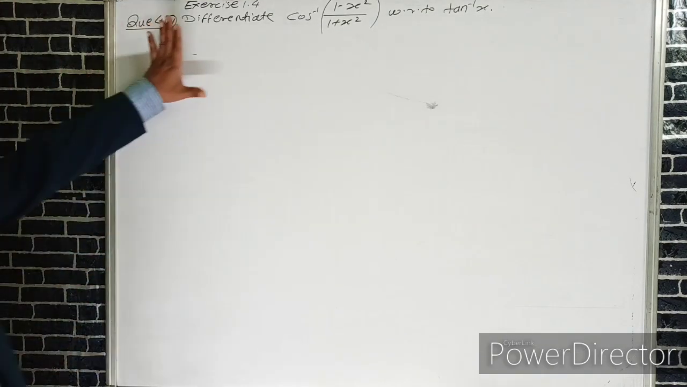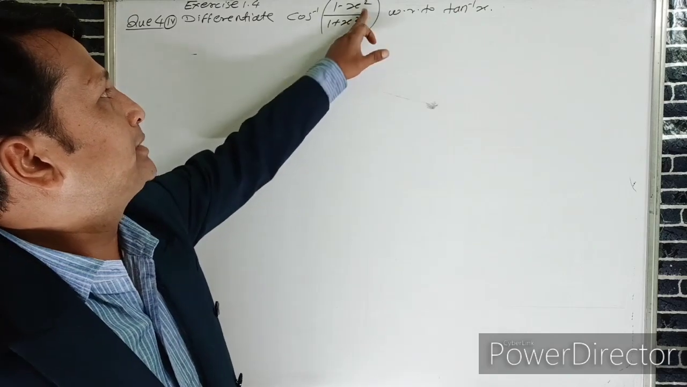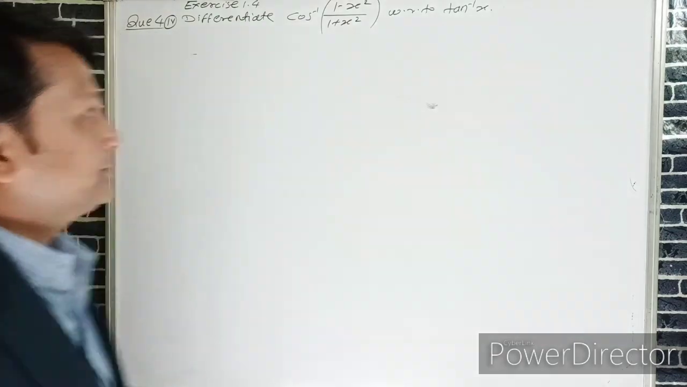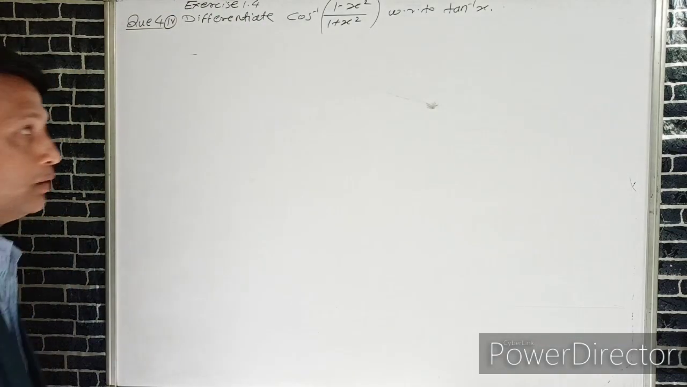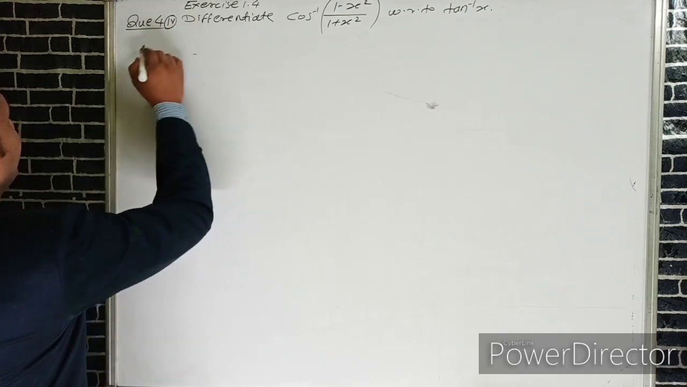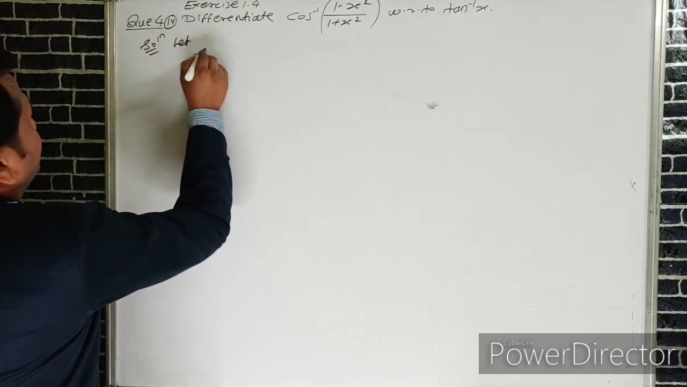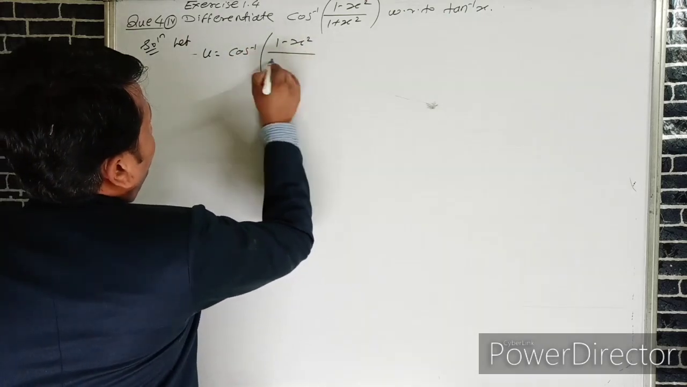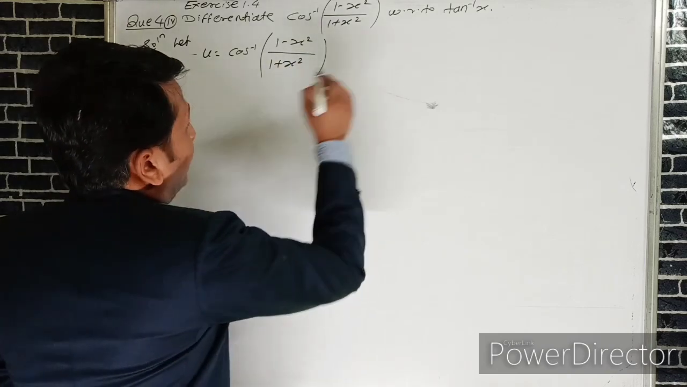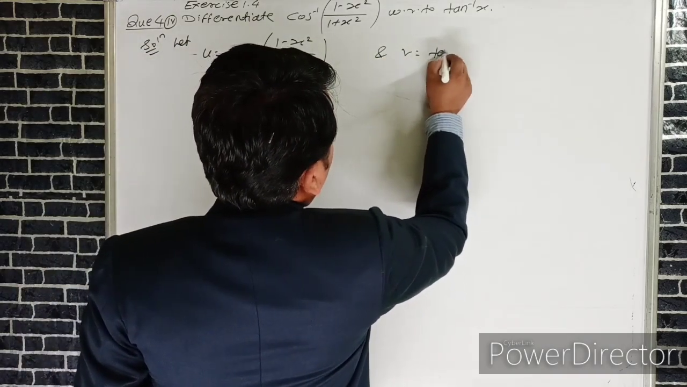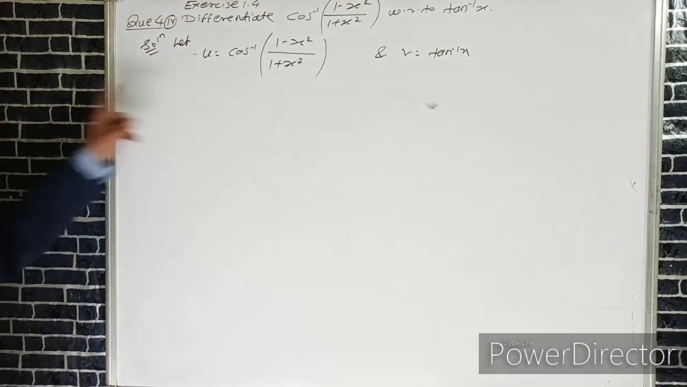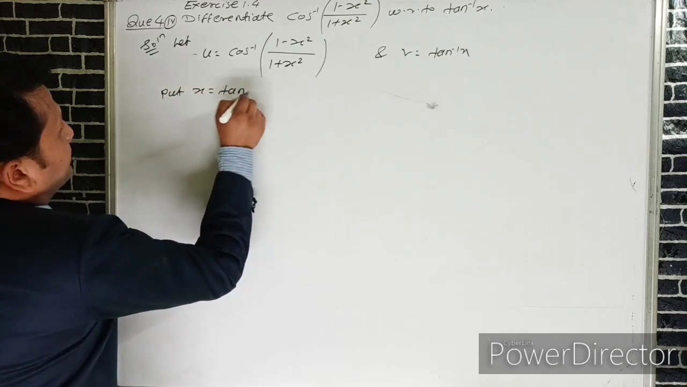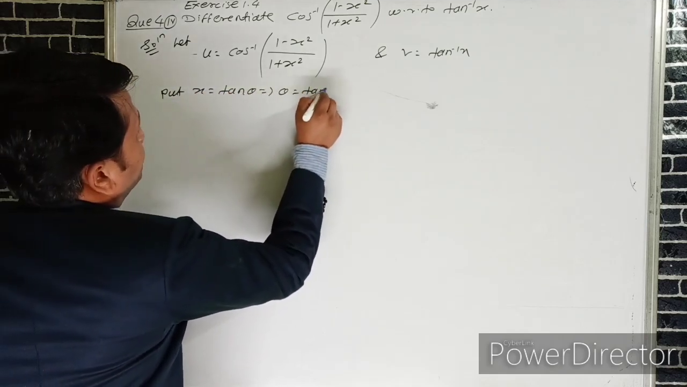So example number 4 is: differentiate cos inverse of 1 minus x square upon 1 plus x square with respect to tan inverse of x. Here again this function is in the parametric form. First we consider that u is equal to cos inverse of 1 minus x square upon 1 plus x square, and v is equal to tan inverse x. Now we put x is equal to tan theta, and we can write theta is equal to tan inverse x.